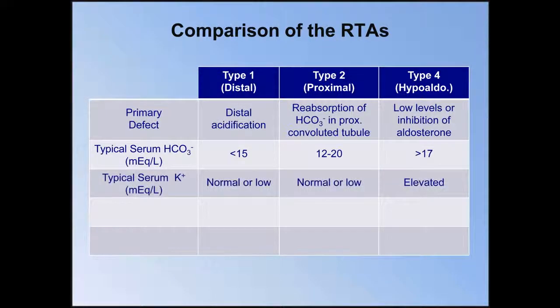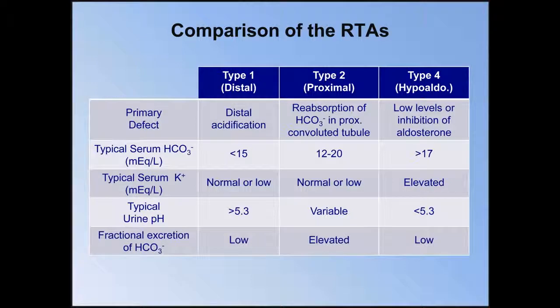The serum potassium is normal or low with both types 1 and 2, but almost always elevated with type 4. Urine pH is usually inappropriately high with type 1, is variable with type 2, and typically appropriately low with type 4.